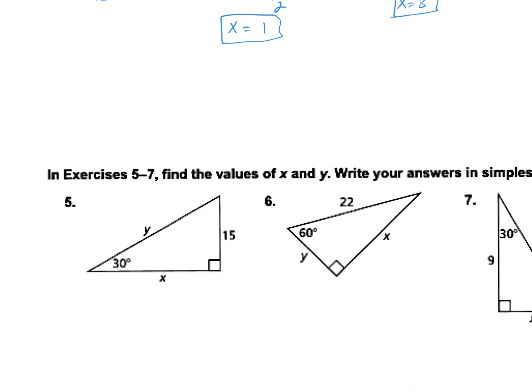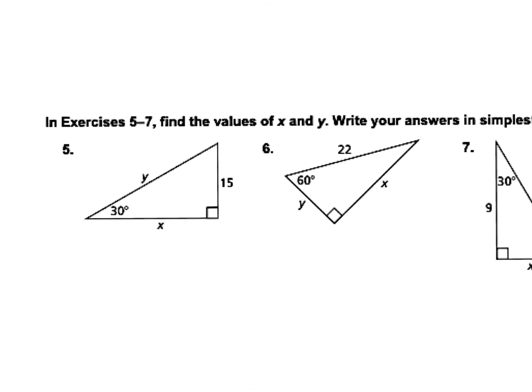Going on, number 5, find the values of x and y. Oh, here I have a 30. This is then my x value across from my 30 degrees, so that's my x value, which is 15. x is the longer leg, and that has to be 15 times root 3. So it's 15 root 3. y is my hypotenuse, so that is 15 times 2. So that equals 30.